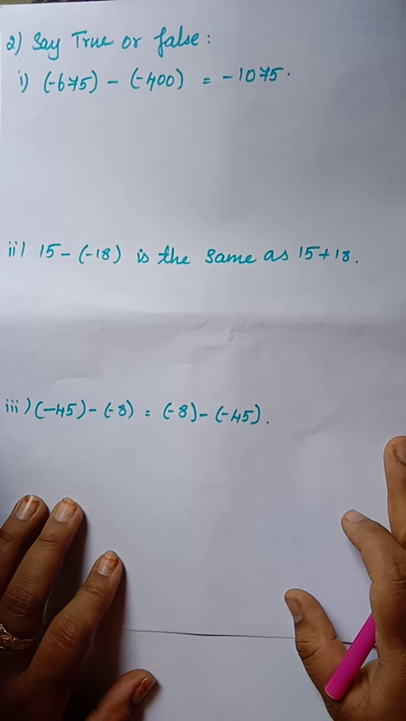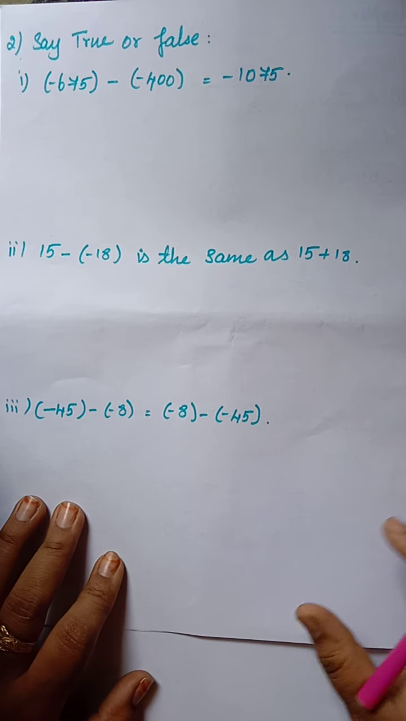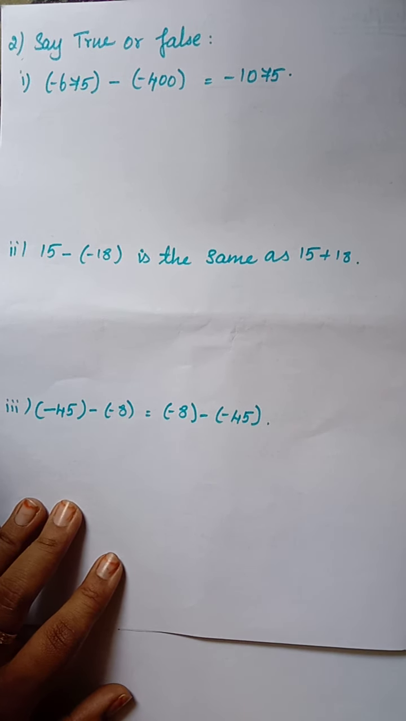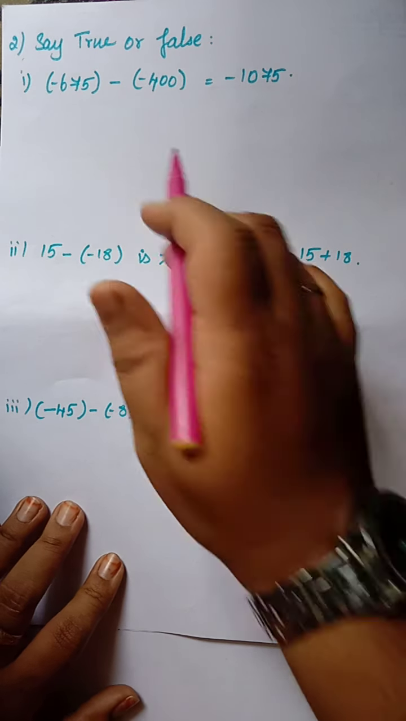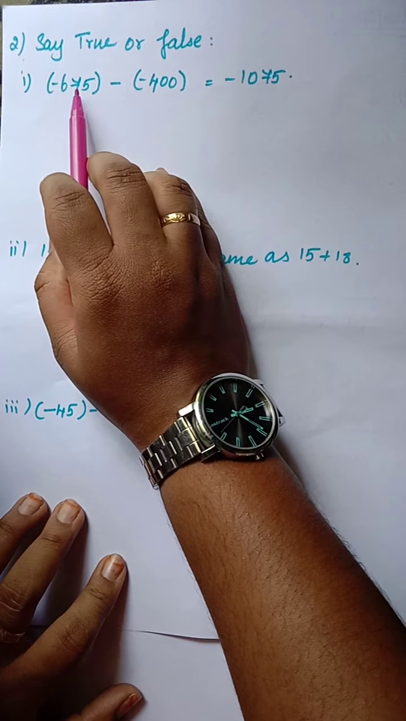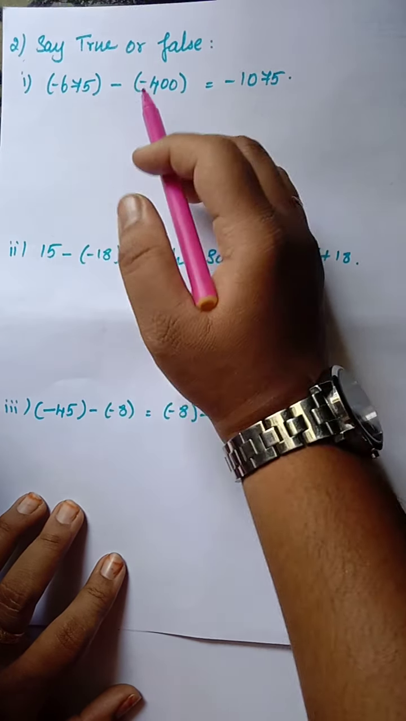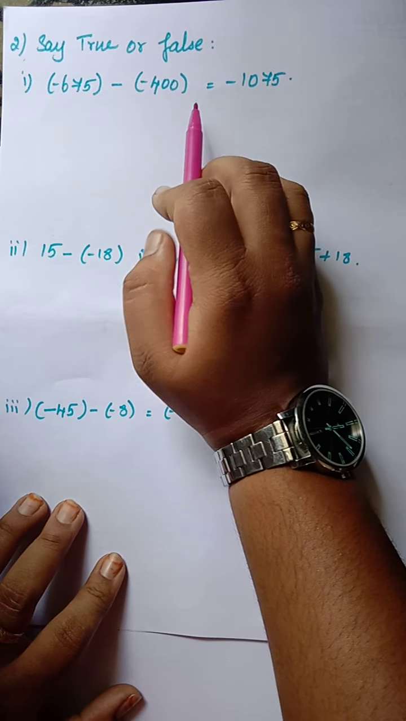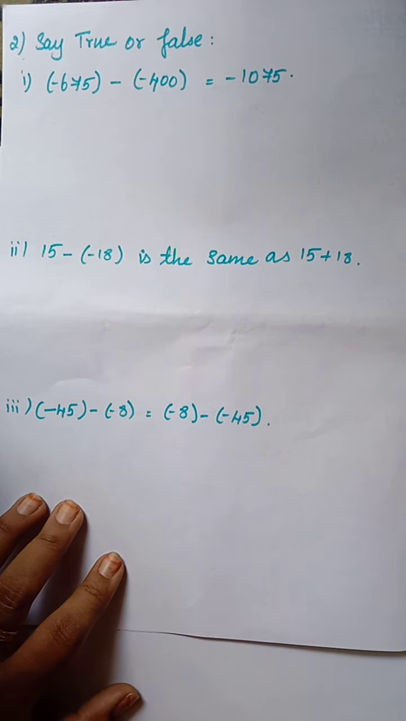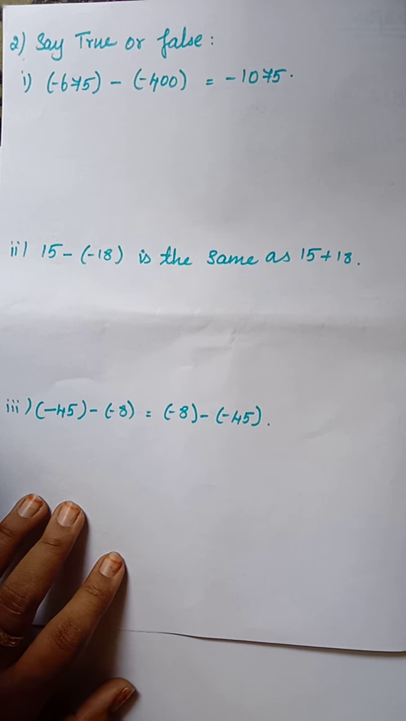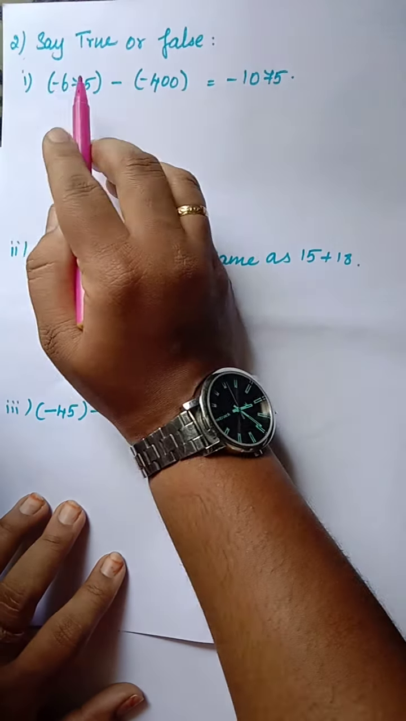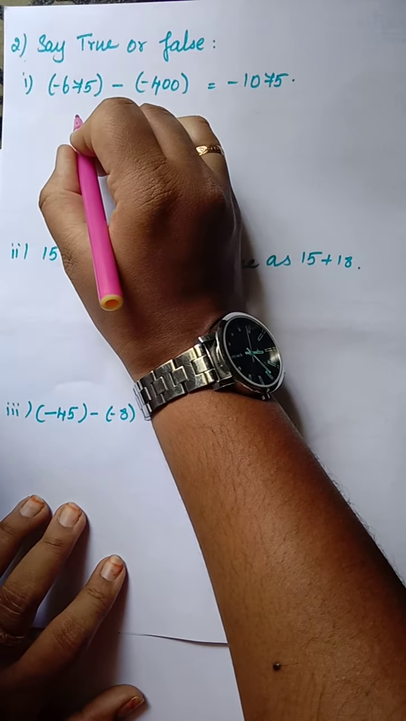Okay, now we can see say true or false. So we have to do the sum completely, then only we can get whether it is true or false. Okay, now the first question is minus 675 minus 400 equal to minus 1075. Clear? So this is the question they have given. Now we have to simplify that and get the answer, right?